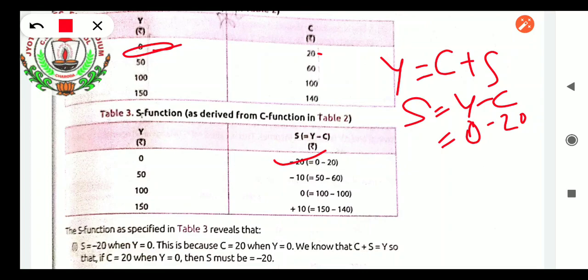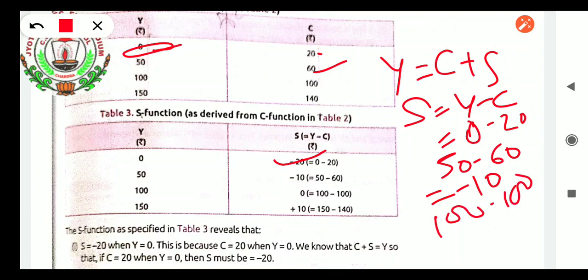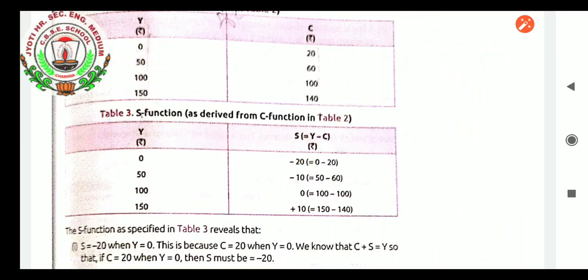Now 50 is the income. What is the consumption? 60. So here saving will be 50 minus 60, which is minus 10. Now 100 is the income and 100 is the consumption, so nothing has been left out; no income has been left. So 100 minus 100 is 0. Now 150 is income and C is 140. Subtracting, 150 minus 140, we get plus 10. Have you understood? So these are the various ways savings can be understood if Y and C are known.